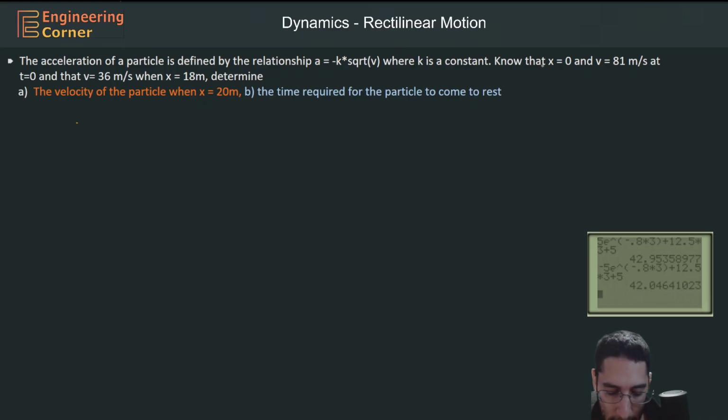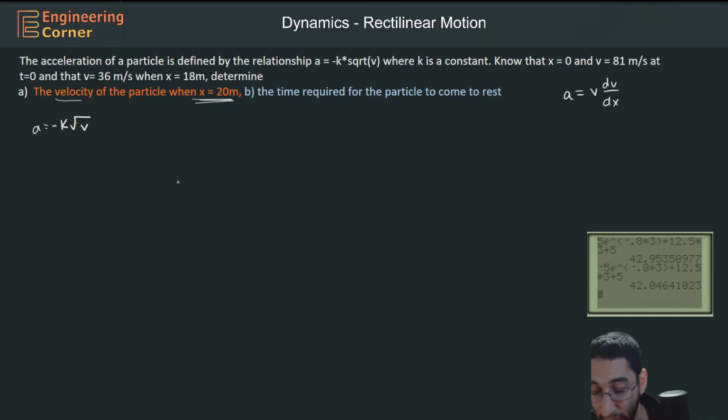So finally, we have a case where we need to use a = v dv/dx. Why is this the case? Well, we're looking for the velocity of a particle when we're given x right here. So we know a is equal to minus k times the square root of velocity. So let's use the equation we have.